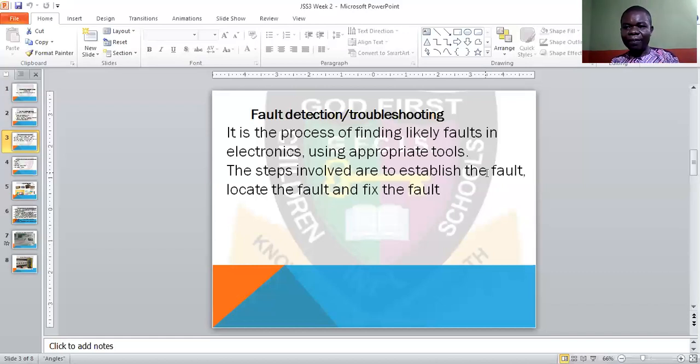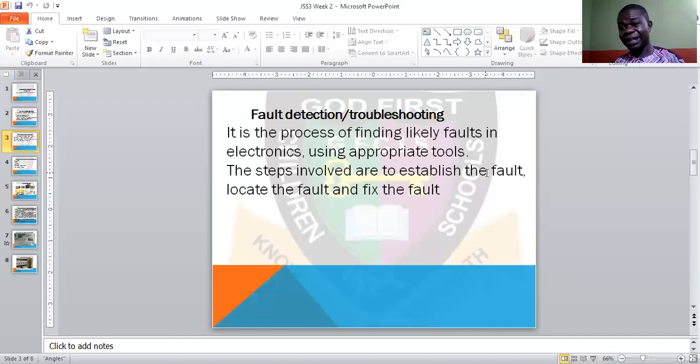Oga, your money is so and so amount, because I will buy this, I will buy that, I want to change this, I want to change that. Because he has located the fault in that electronic. Then the last thing to do after locating the fault is to fix the fault. That is to make the repair, or we call it maintenance.